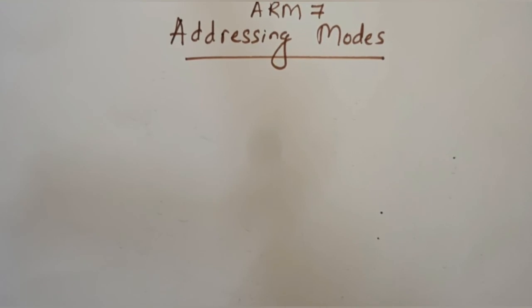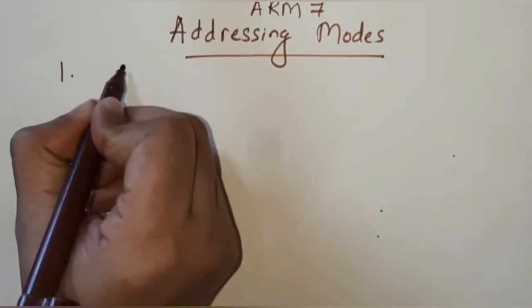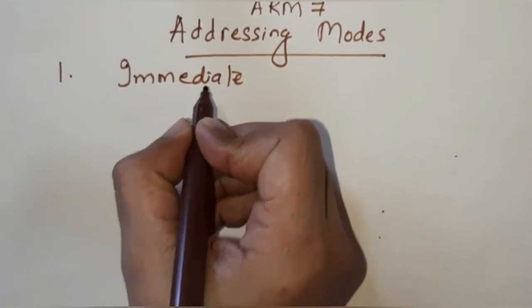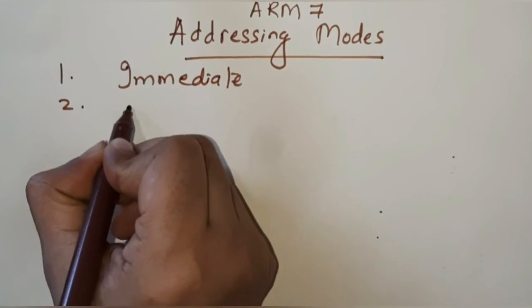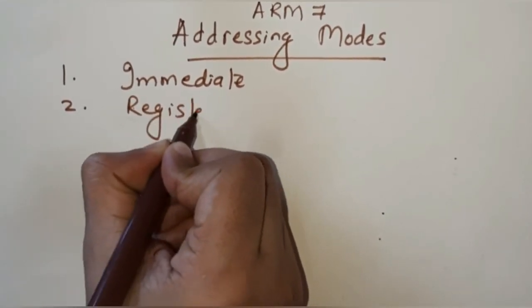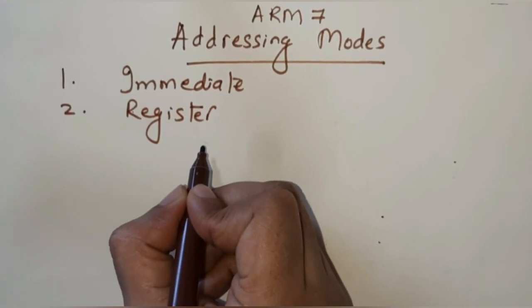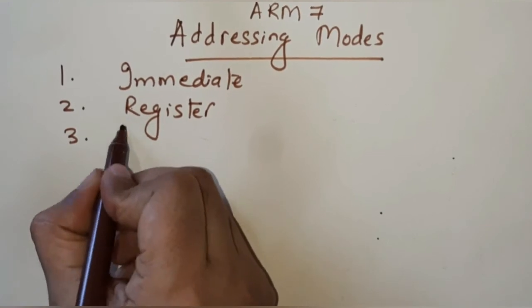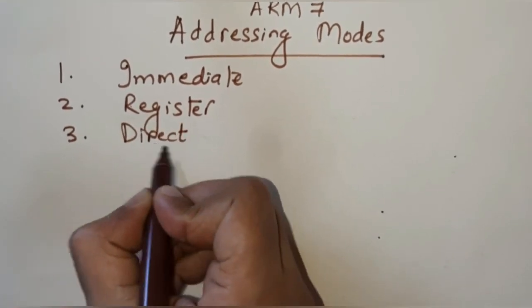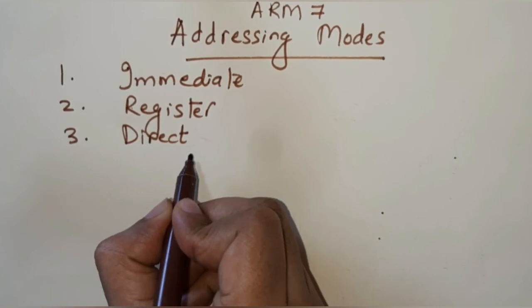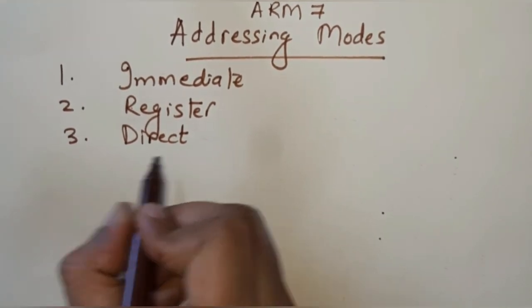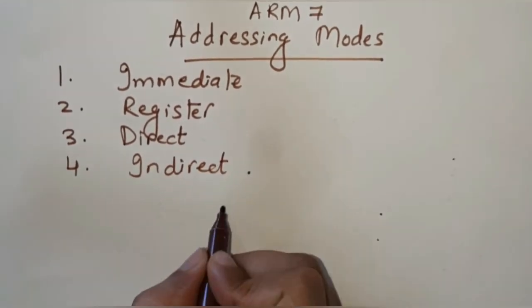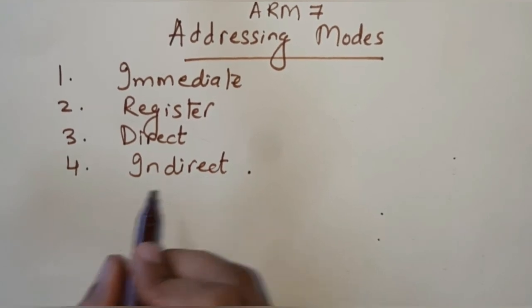We have studied 7 addressing modes of ARM7. First we have studied immediate, in which direct data is given in the instruction itself. Second, register addressing mode, in which the content is moved directly from one register to another. Third, direct addressing mode, in which the address is mentioned directly in the operand. Fourth, indirect addressing mode, in which the address is given by the register.